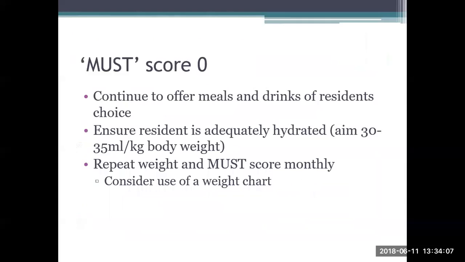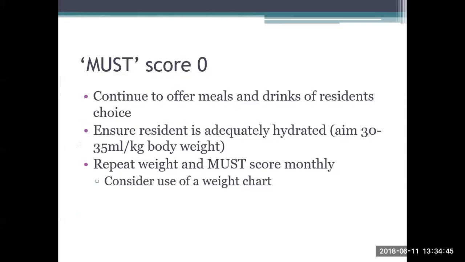Okay, so just going into a bit more detail about the MUST management guidelines. For a MUST score of 0, which is routine clinical care, we're asking you to continue to offer meals and drinks of the resident's choice, and ensure the resident is well hydrated. What we're asking for there is to aim for 30 to 35 mils per kilogram of body weight, to help you calculate their fluid requirements. So basically for anyone within the home, that's what you're aiming towards.